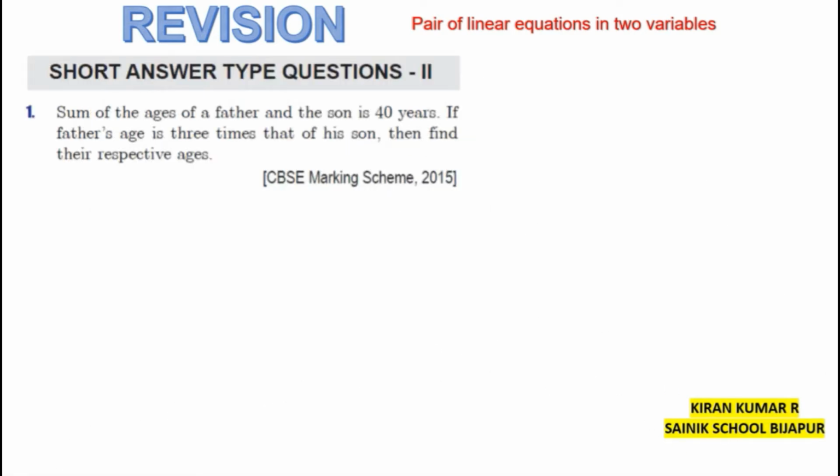Now we have short answer type questions too. First question, sum of the ages of a father and the son is 40 years. If father's age is 3 times that of his son, then find their respective ages.